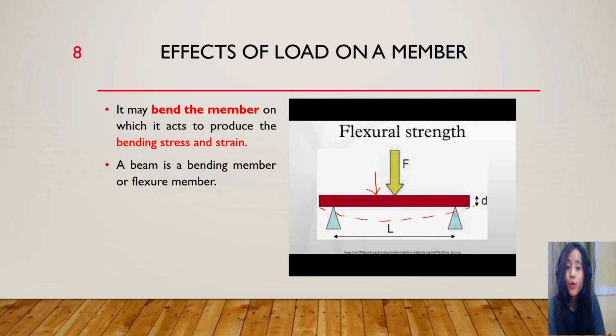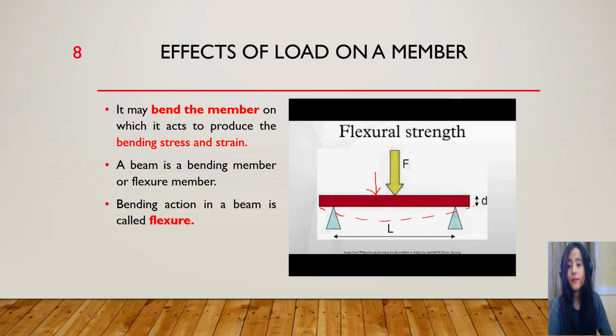So if there is pure bending, bending stresses and strain will be produced, and this kind of member is said to be under bending action. We can call this member a bending member, or we can even call it a flexural member, and a beam is the best example for this kind of member.